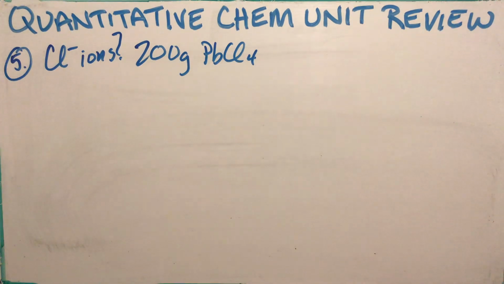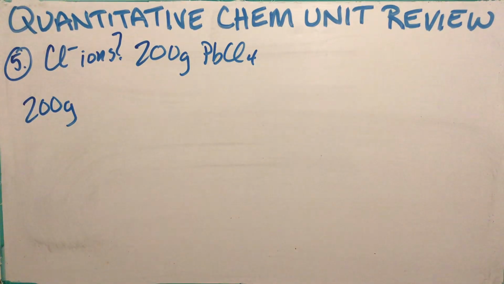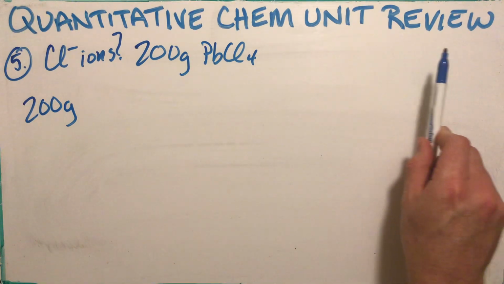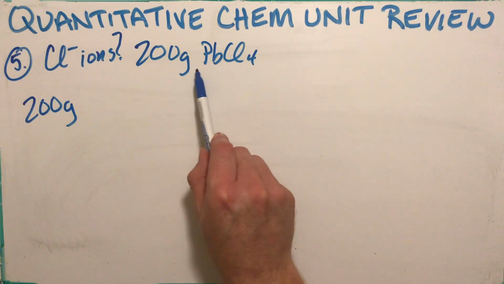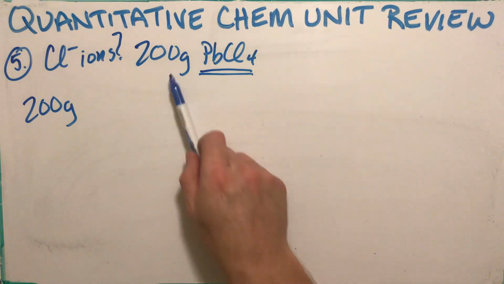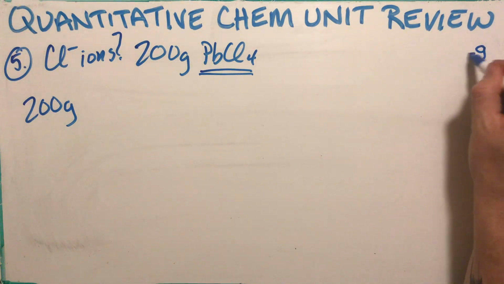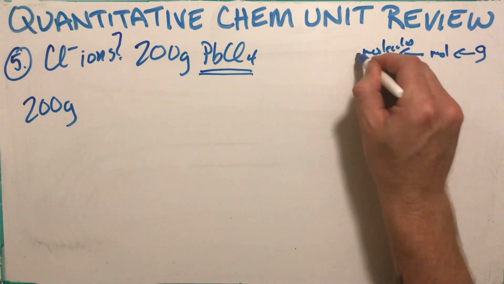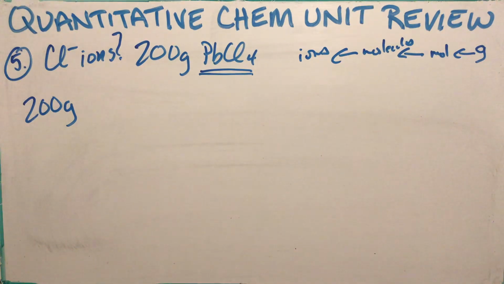So, let's take a look. Always write with what I'm starting with or what I'm given, 200 grams. So on that continuum, I was at grams. I have to go to moles, and then molecules, because the grams here refers to that molecule. It's not 200 grams of chlorine. So this one has 3 steps. We've got to go from mass to moles to molecules and then to ions. So 1 calculation, 2 calculations, 3 separate calculations.